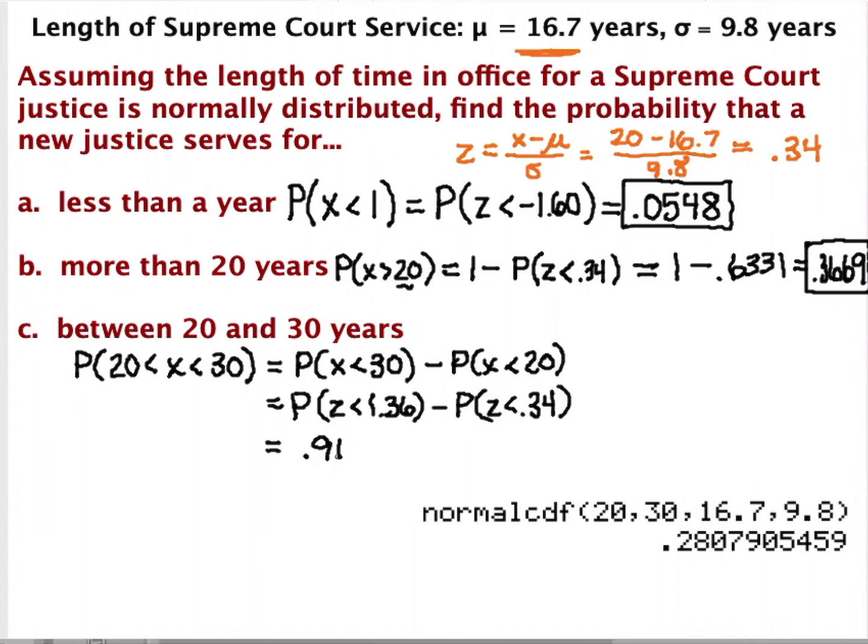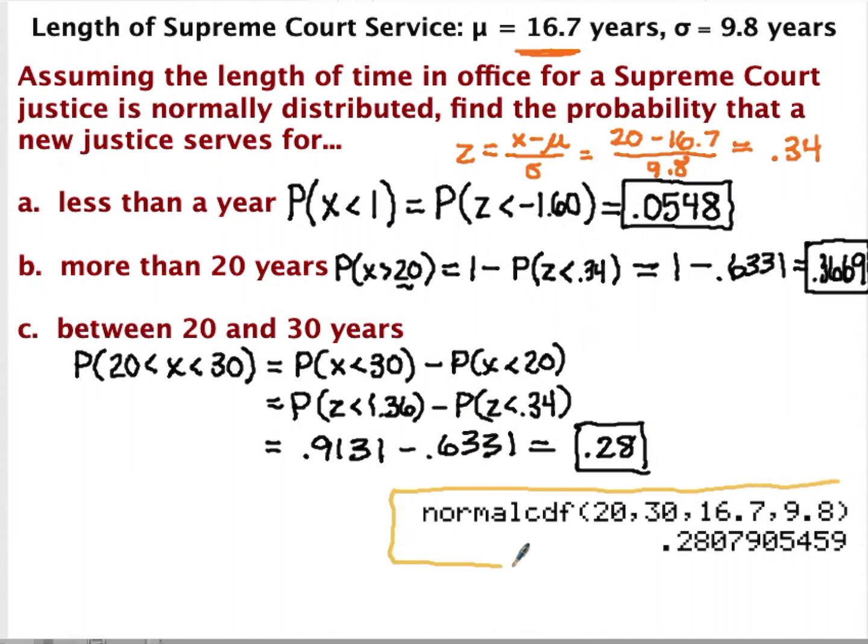There's actually a big fold-out section in the front of your book that has all of these values on it, which might be easier to find than the back of the book version. And that came out to 0.28, a 28% chance that a new justice would serve between 20 and 30 years.